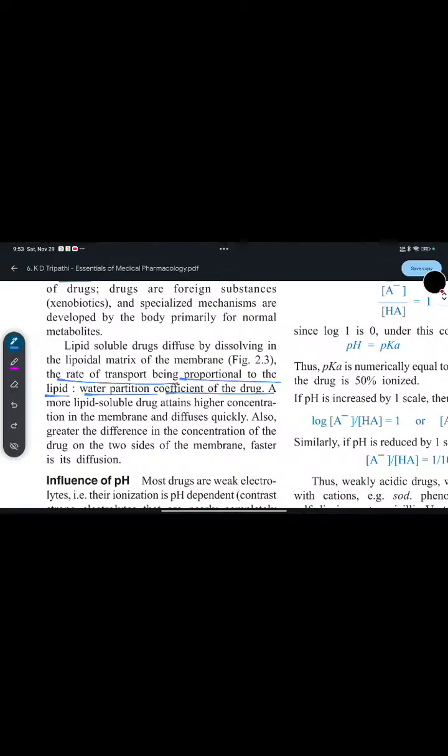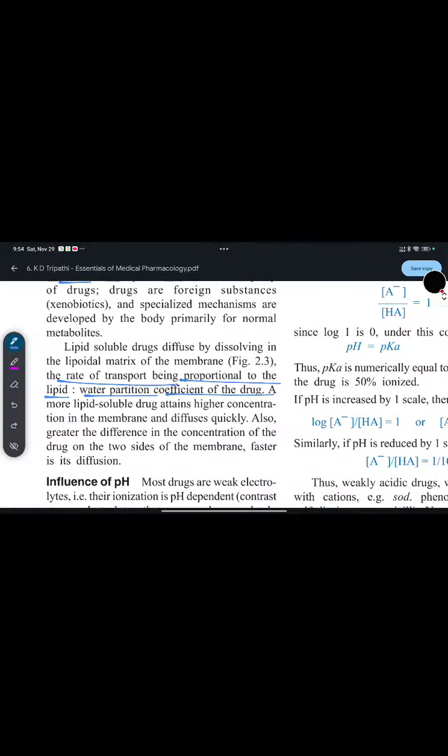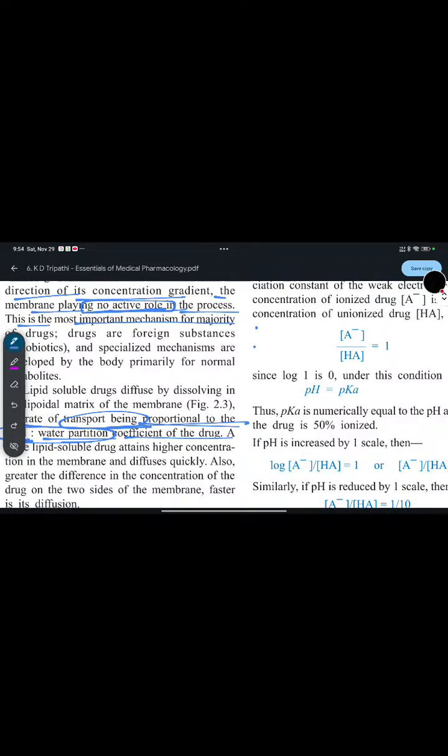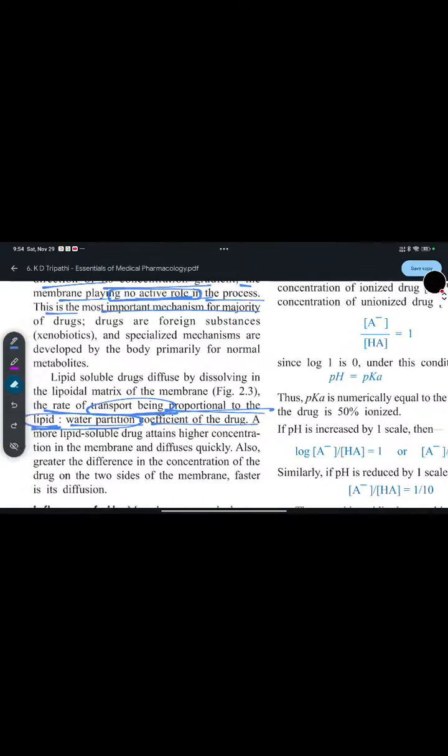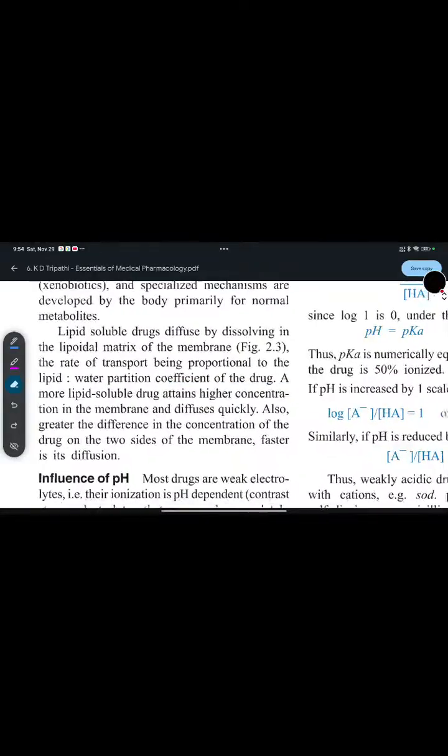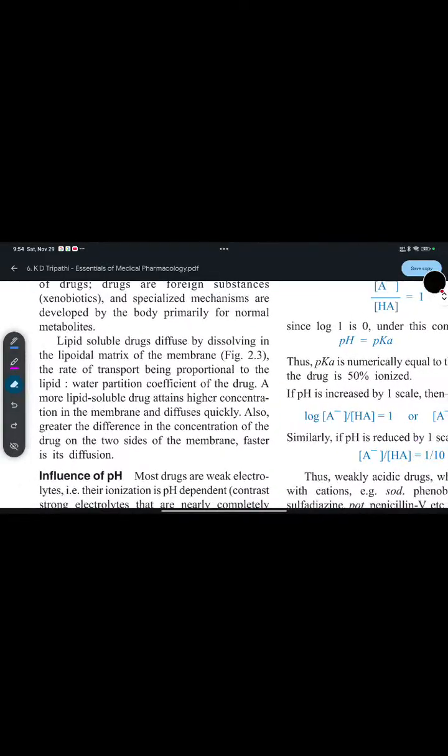So what is the partition coefficient of the drug? The rate of transport is proportional to the lipid to water concentration. That means 1:1 or 1:0.5, like this. In the case of a lipid soluble drug, if the membrane is also lipid, the proportion will be 1:1. That means the flow will be passive, and it is very easy without expenditure of energy. It is very rapid.